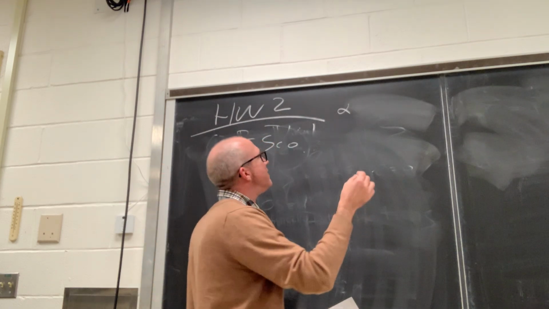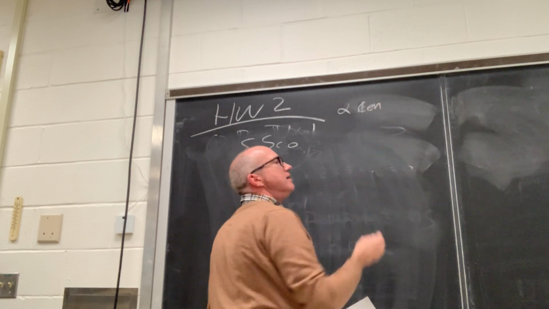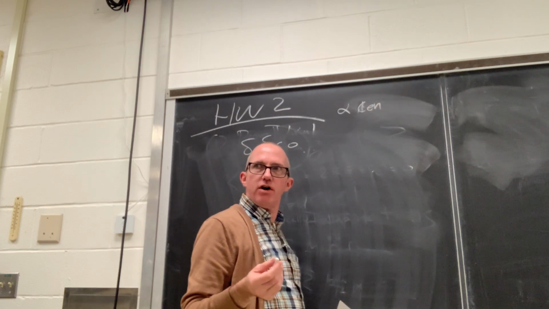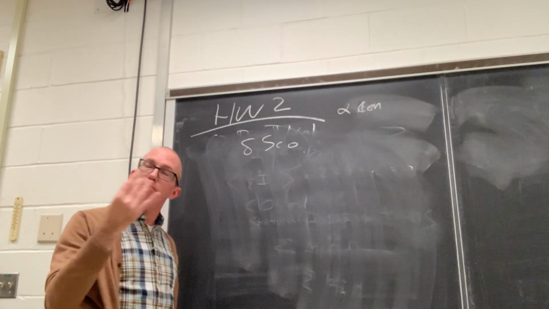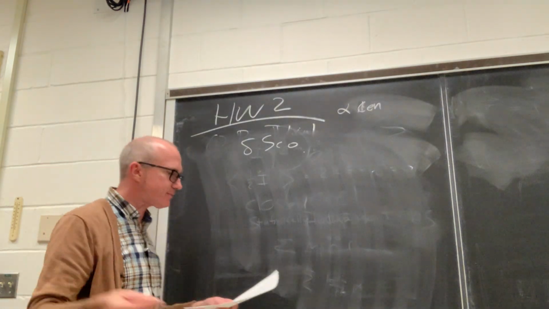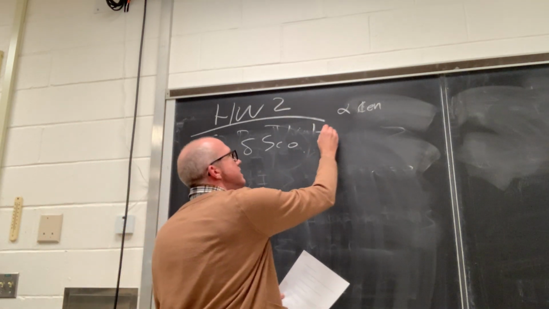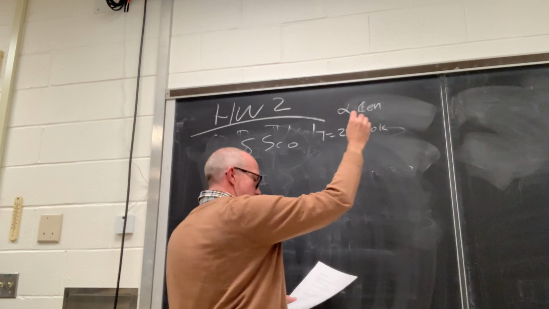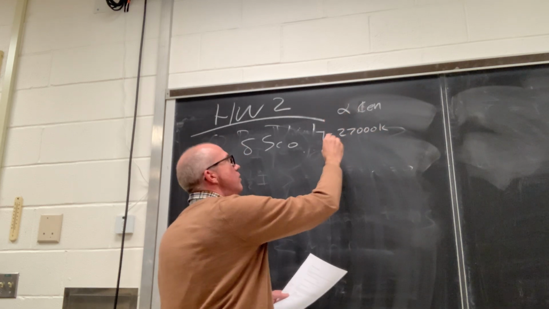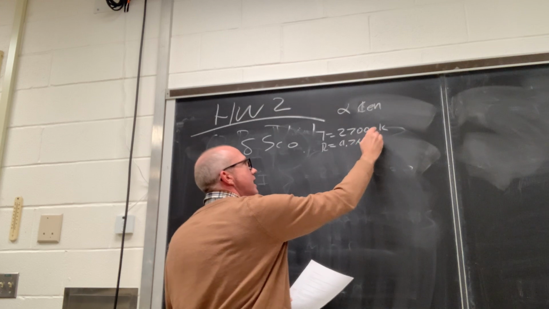So it's pretty straightforward. Alpha Centauri is the brightest star in Centaurus. Delta Sco is the fourth brightest star in Scorpius. Okay, so what I gave you was the temperature, 27,000 Kelvin, and the radius, 4.7 times 10 to the 9 meters.